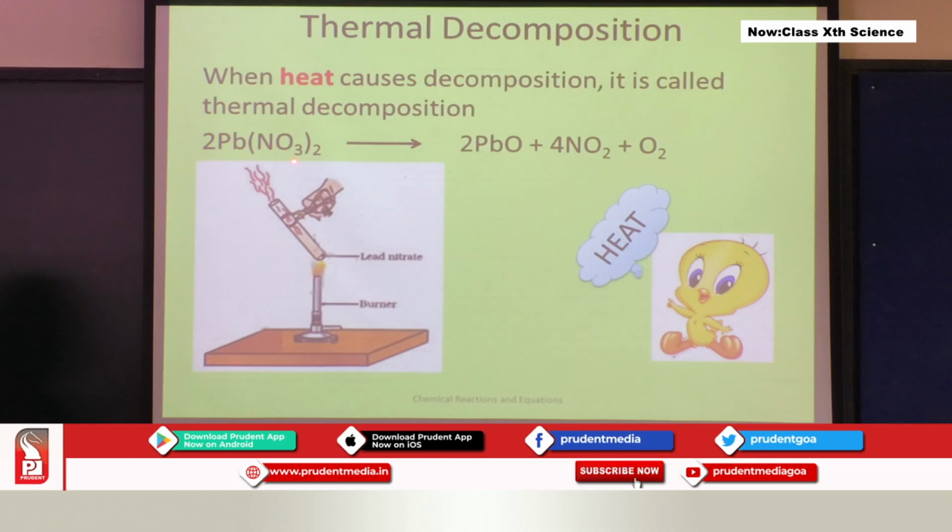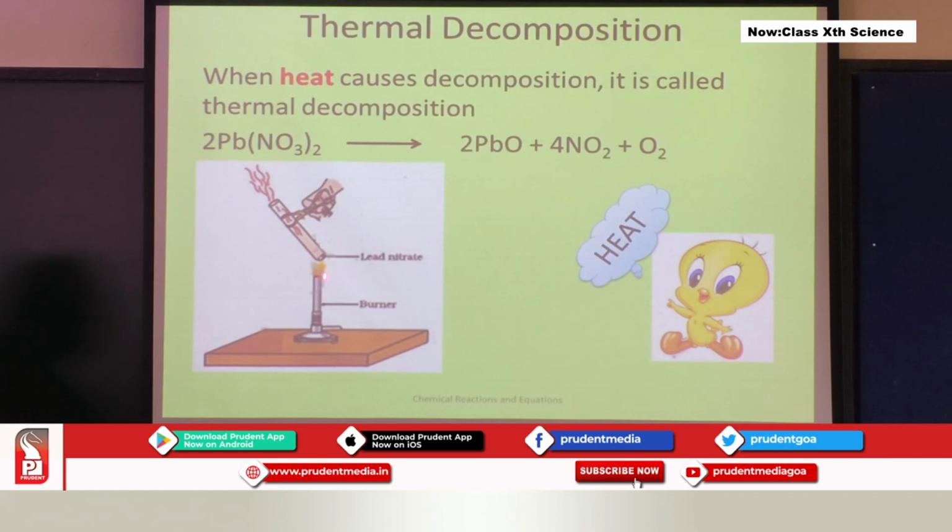Lead nitrate is a compound. This lead nitrate is taken in the test tube. It is white in color. You will be doing this experiment in your practicals once the school reopens. So, lead nitrate is taken in the test tube.